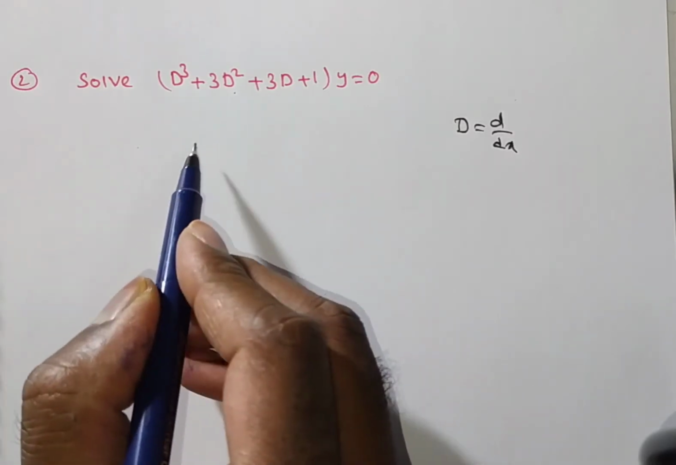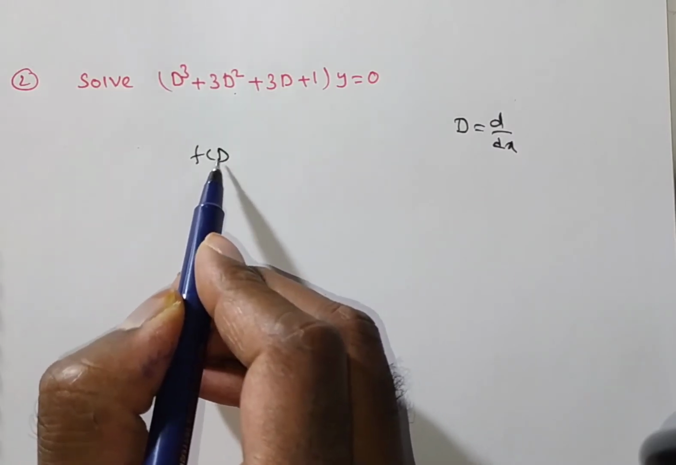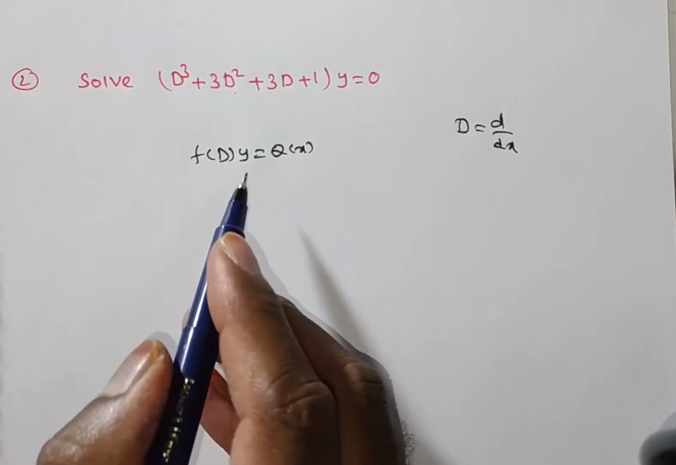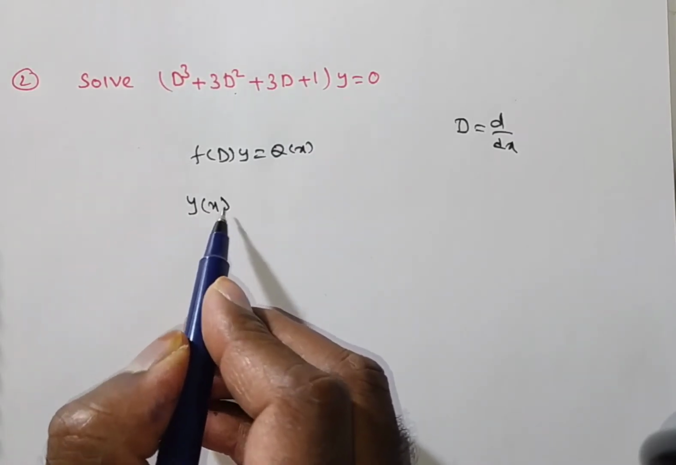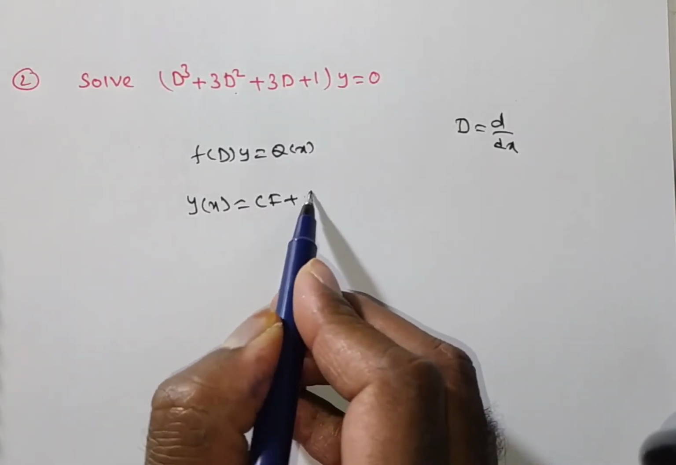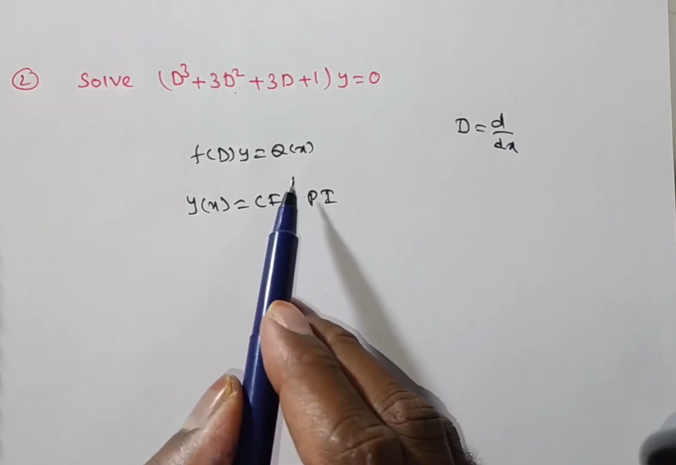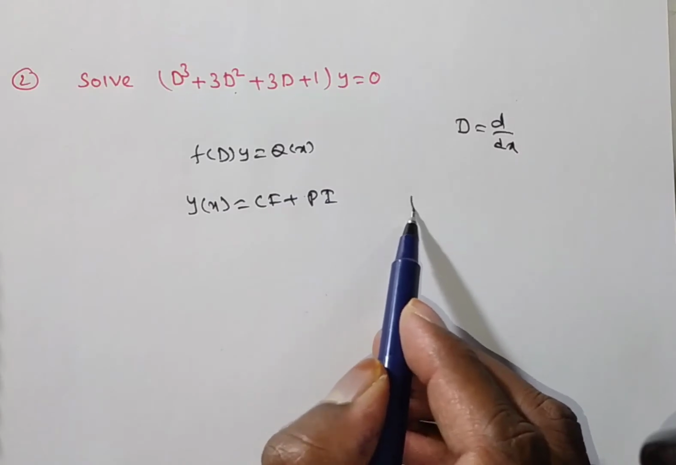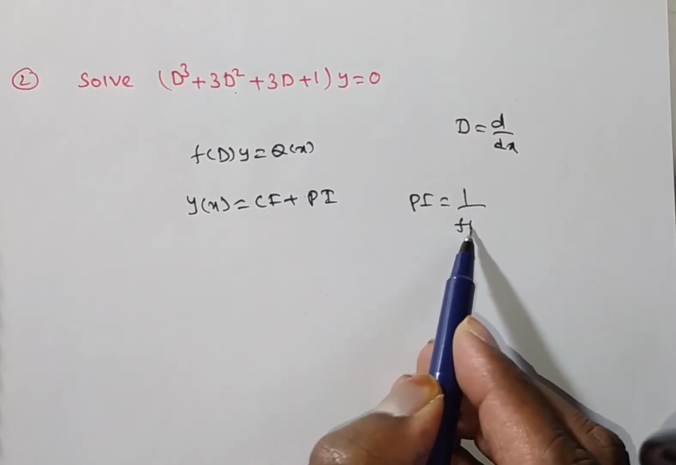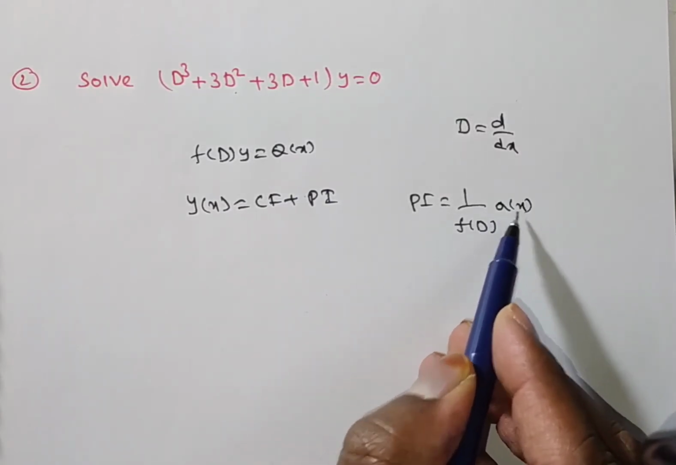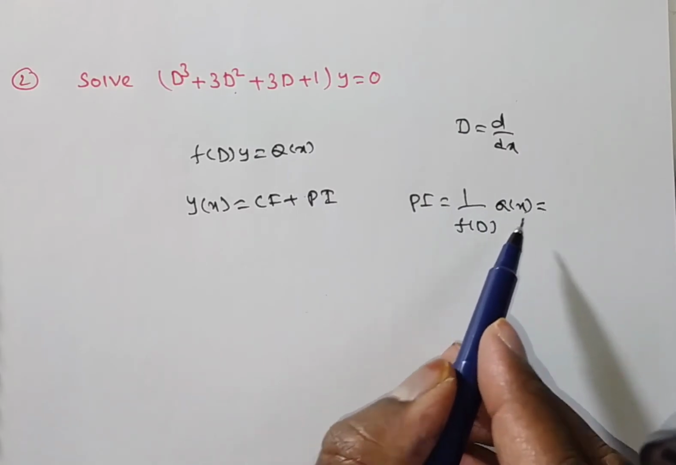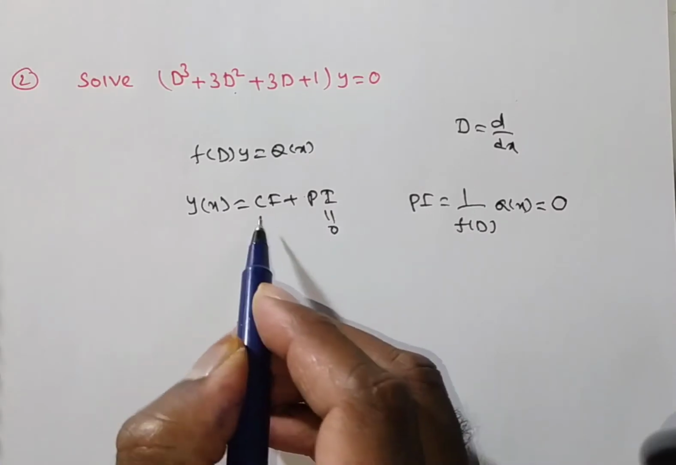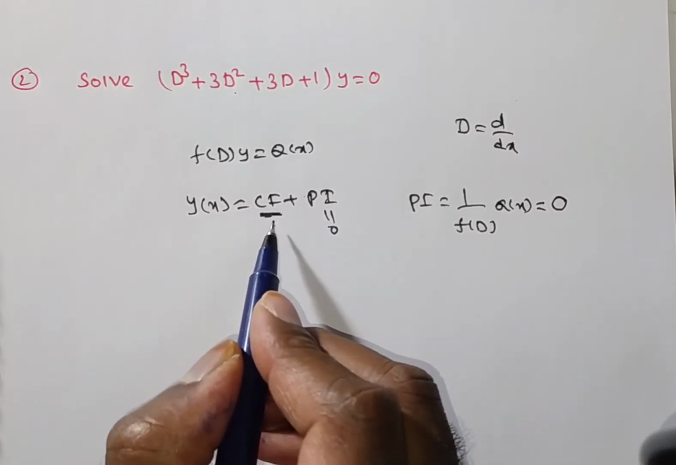Now by the observation, you can say the given problem is in the form of f of D into y is equal to Q of x. The general solution for this is y of x is equal to complementary function plus particular integral. But when Q of x is equal to 0, the particular integral is 1 by f of D into Q of x, and here Q of x is 0, so you will have 1 by f of D into 0, which means 0. So in this case you will have only the CF, right?